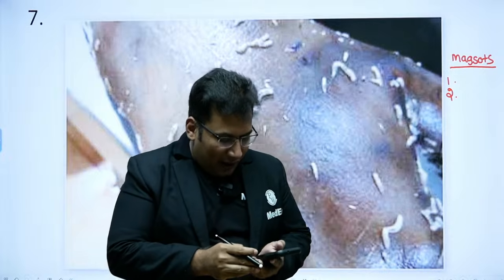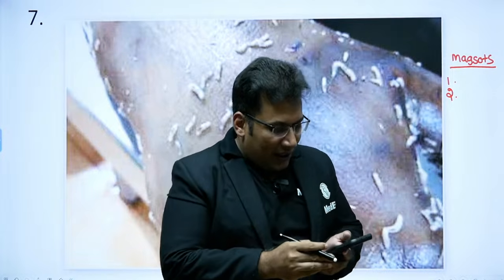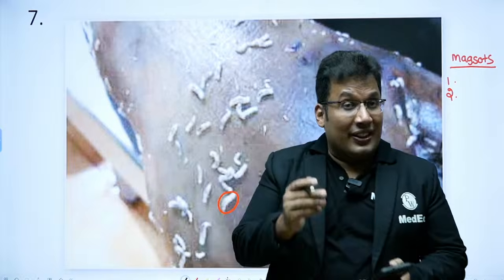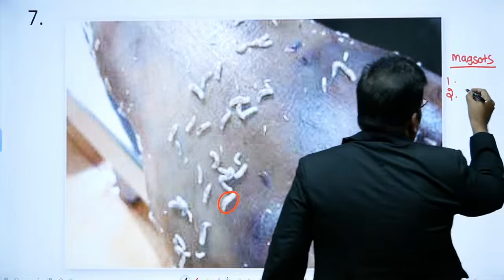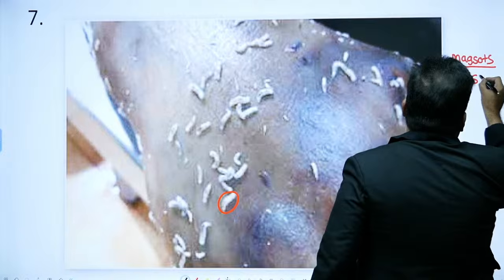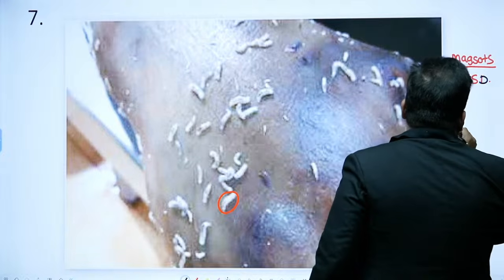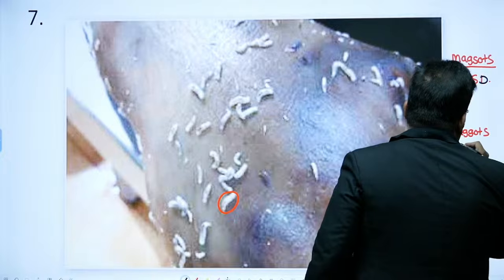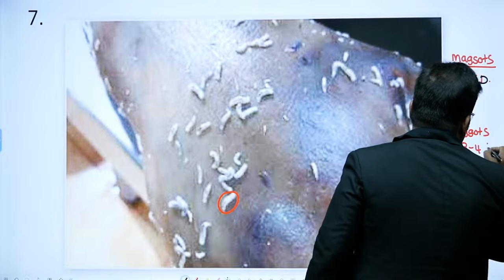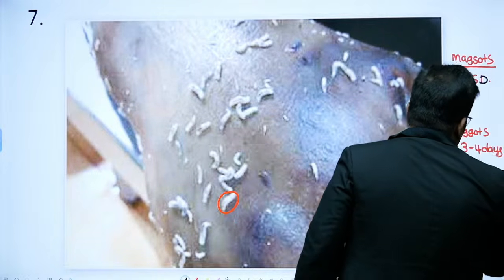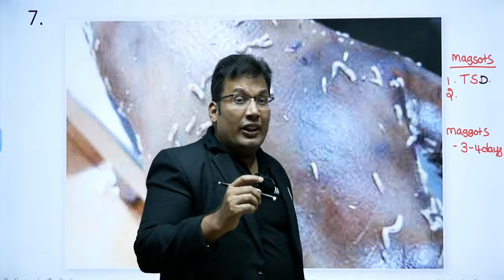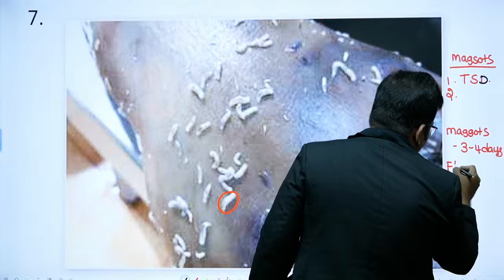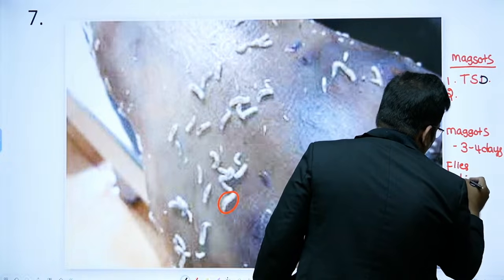Many students answered. This is a very important finding for time since death. Excellent answer. When you see maggots, it's around 3 to 4 days. When you see adult flies, around 10 to 12 days.